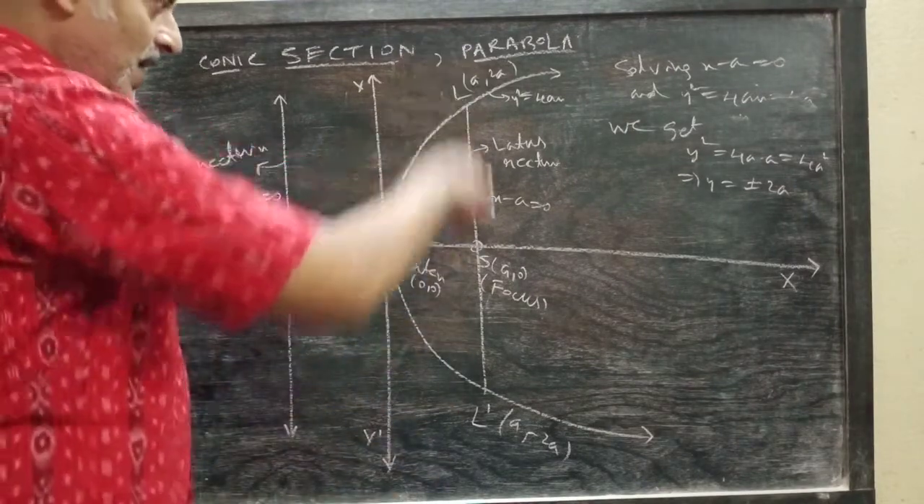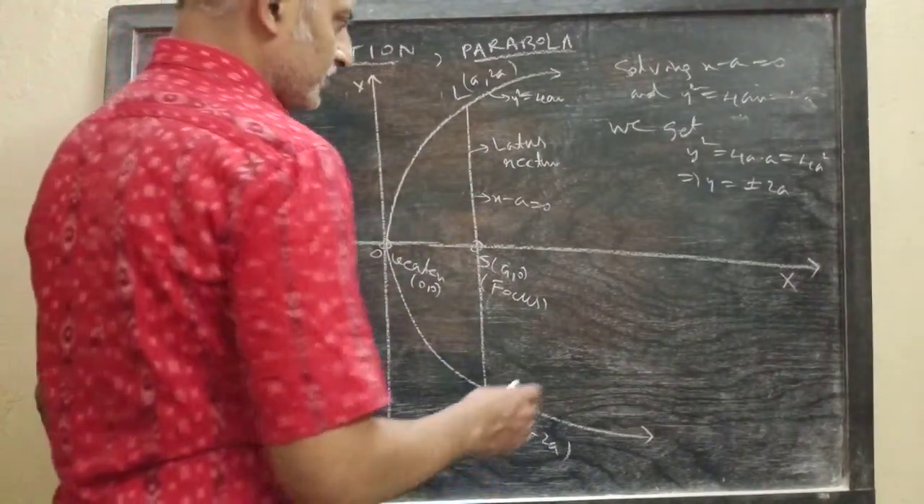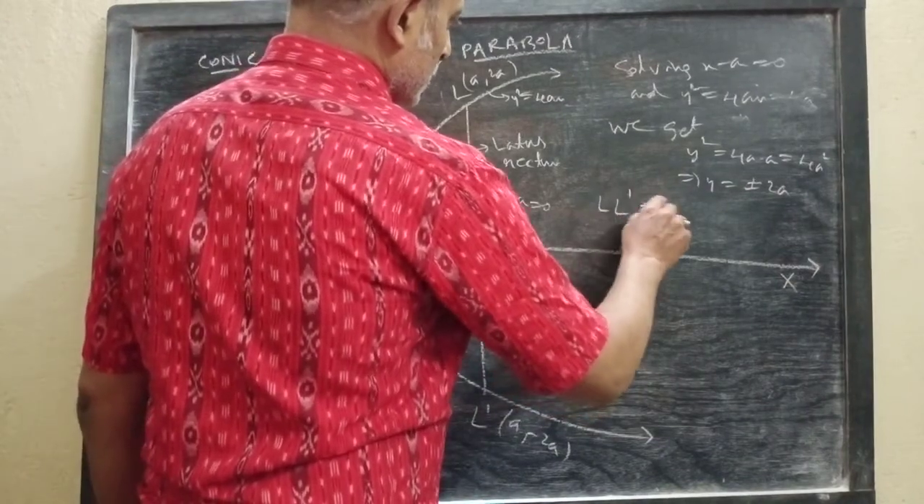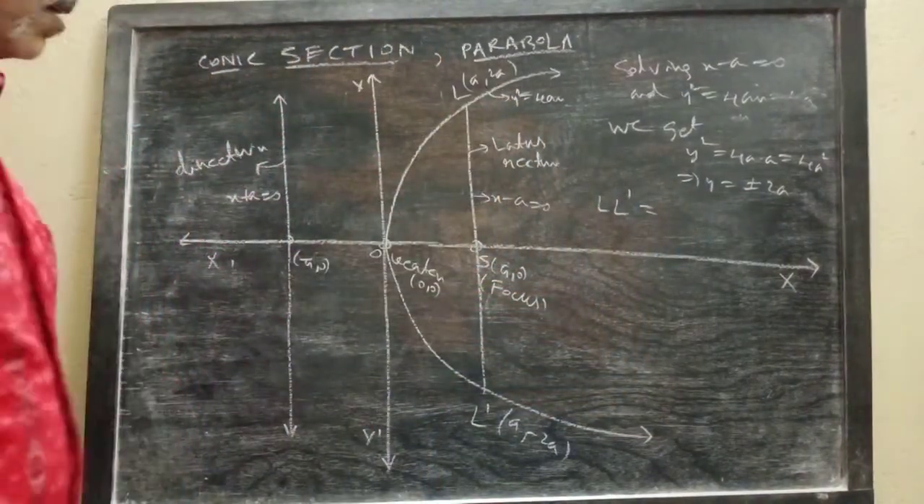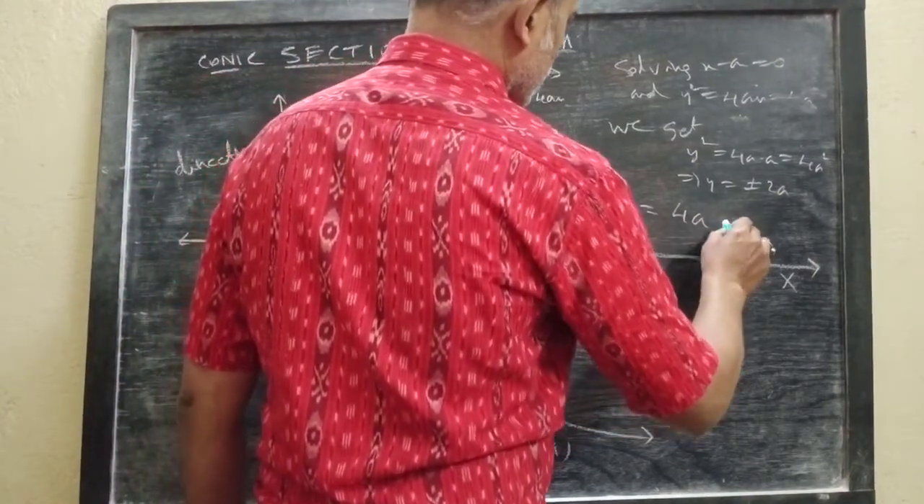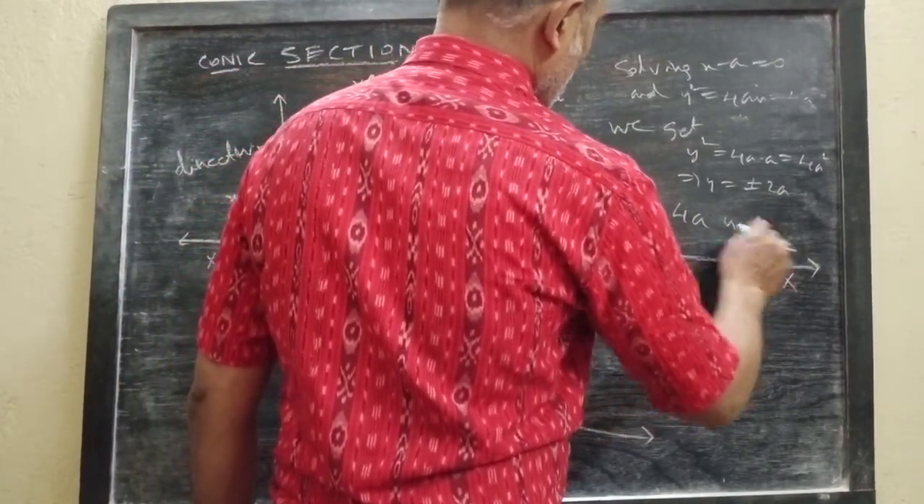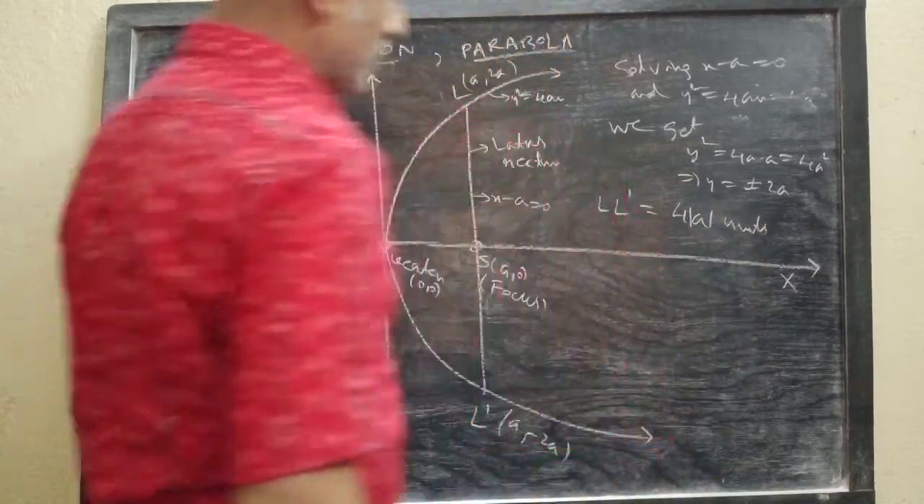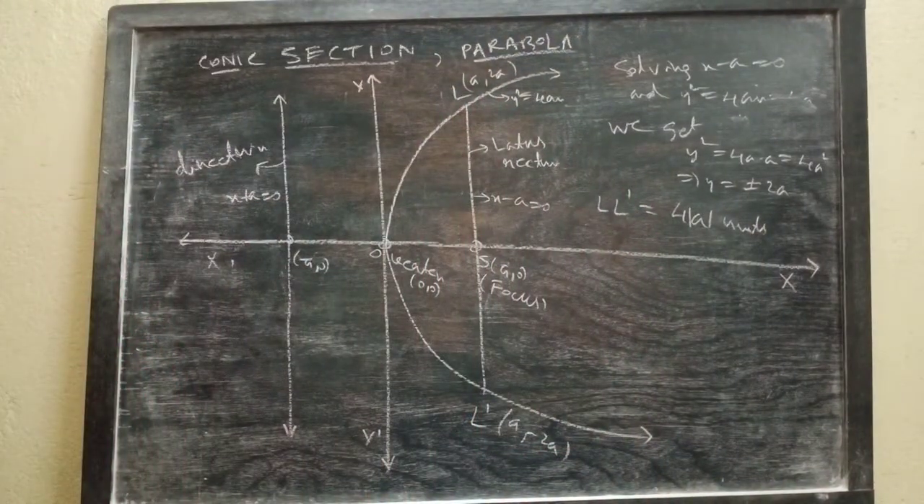Now find the length of the latus rectum LL dash. The distance between (a, 2a) and (a, minus 2a) will be 4a units. 4 mod a will be better, because sometimes a becomes negative. So the length of the latus rectum LL dash is 4 mod a units.